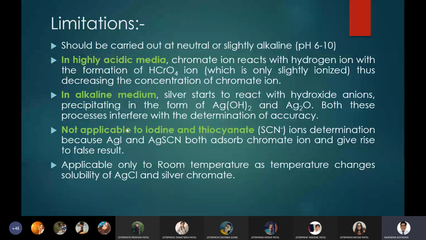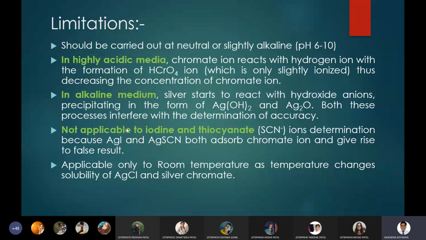Limitation of Moore's method. So as we have mentioned earlier, its limitation is it can be carried out at neutral pH or slightly alkaline pH. કે જે ક્લોરાઇડ આયનનો એસ્ટિમેશન છે અથવા તો bromide ion estimation છે, that can be performed at neutral or slightly alkaline pH between 6 to 10. So what will happen at acidic pH or acidic media?